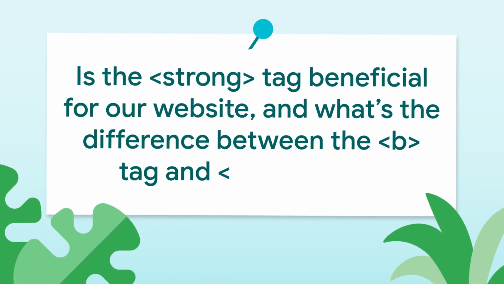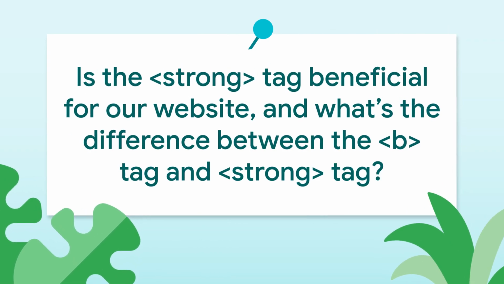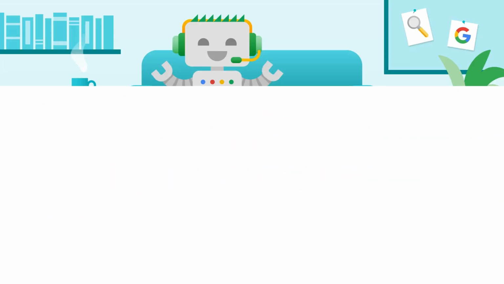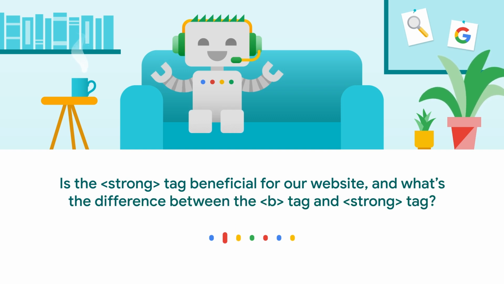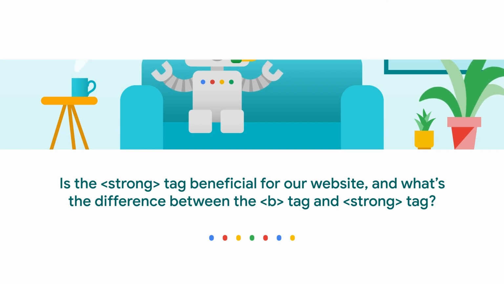Verinder is asking, is the strong tag beneficial for our website or not? And what's the difference between the B tag and the strong tag? Good question. Both the B tag and the strong tag are ways that you can specify that text is important, but they're not the same. The strong tag should be used for things that are more intensely important, urgent, or serious in nature, like a warning. The way I like to remember the difference is that strong is a stronger form of bold.